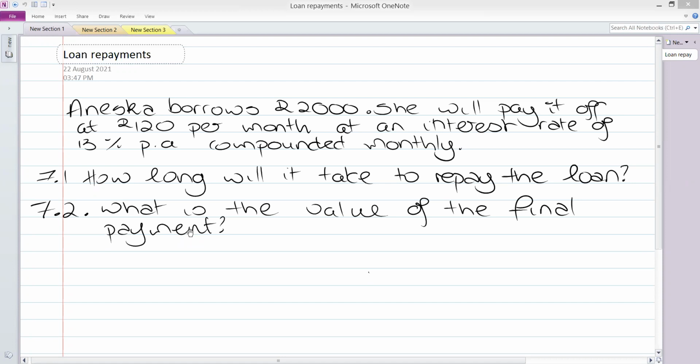Aneska borrows 2,000 Rand. She will pay it off at 120 Rand per month at an interest rate of 13% per annum compounded monthly. Okay, so first question, how long will it take to repay the loan? What is the value of the final payment? Okay, right, so with loans, we always use the present value formula, okay? Present value formula, this is on your formula sheet.